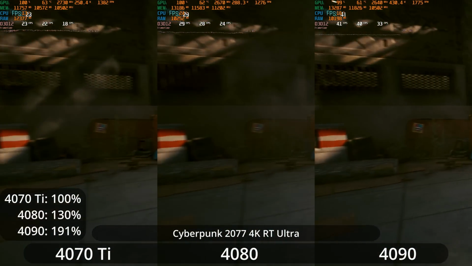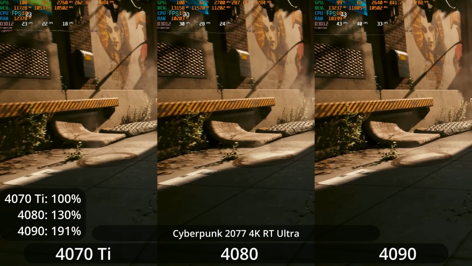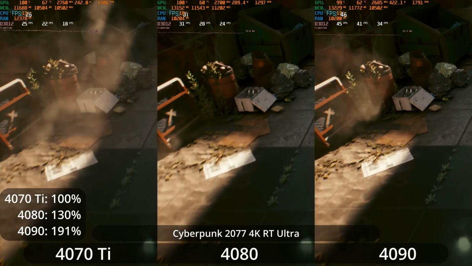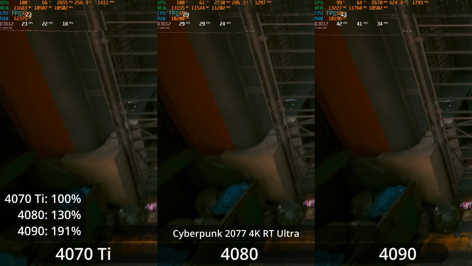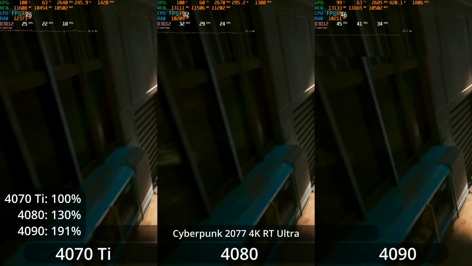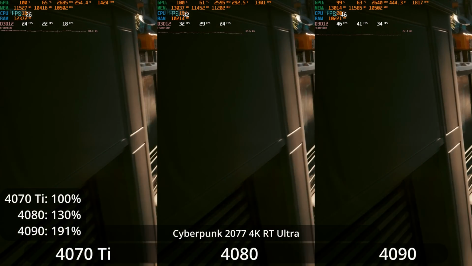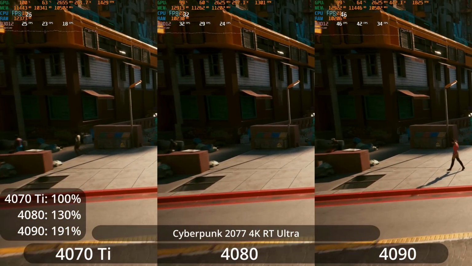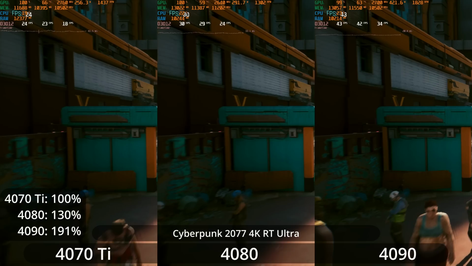And I did notice the VRAM utilization here was interesting, because I think some people are wondering, is 12 gigabytes enough on the 4070 Ti? If you look at the RAM and memory usage here, I think the 4080 and the 4090 are actually using around 12, allocating around 13, and the 4070 Ti is only able to use about 10.